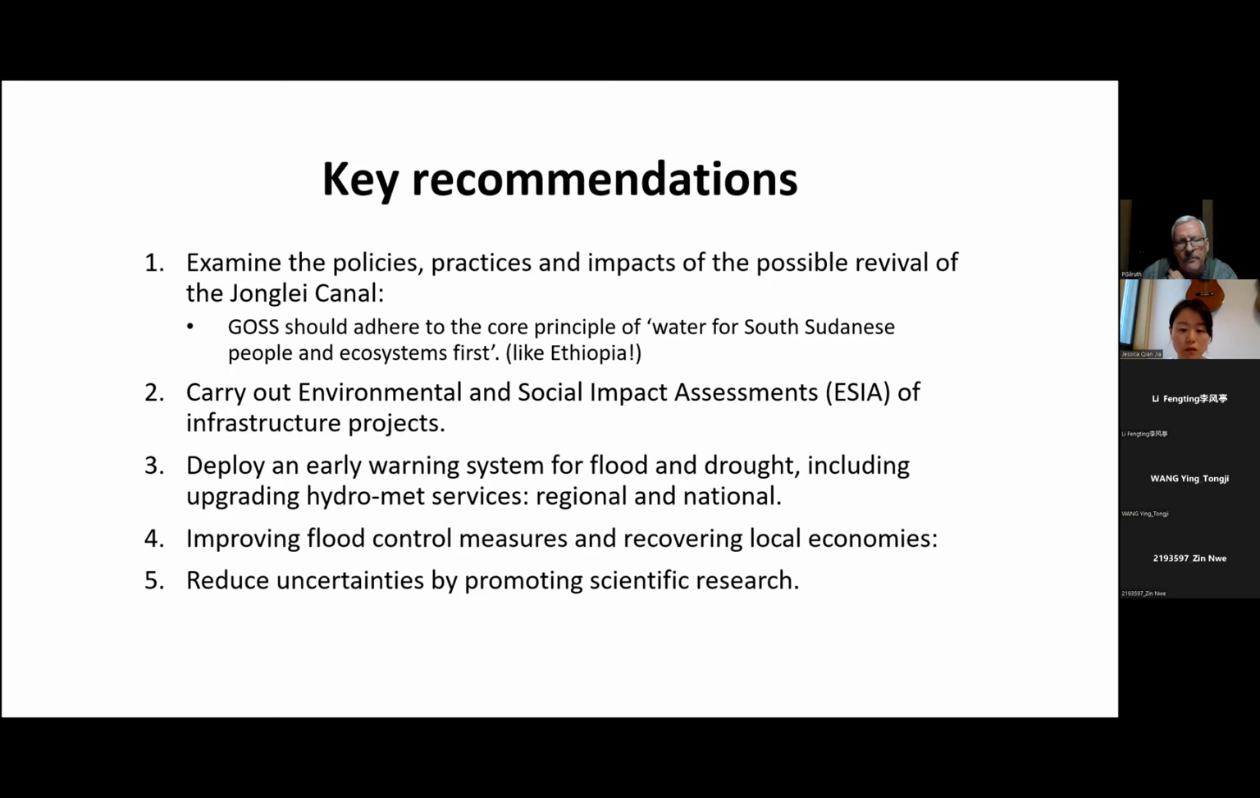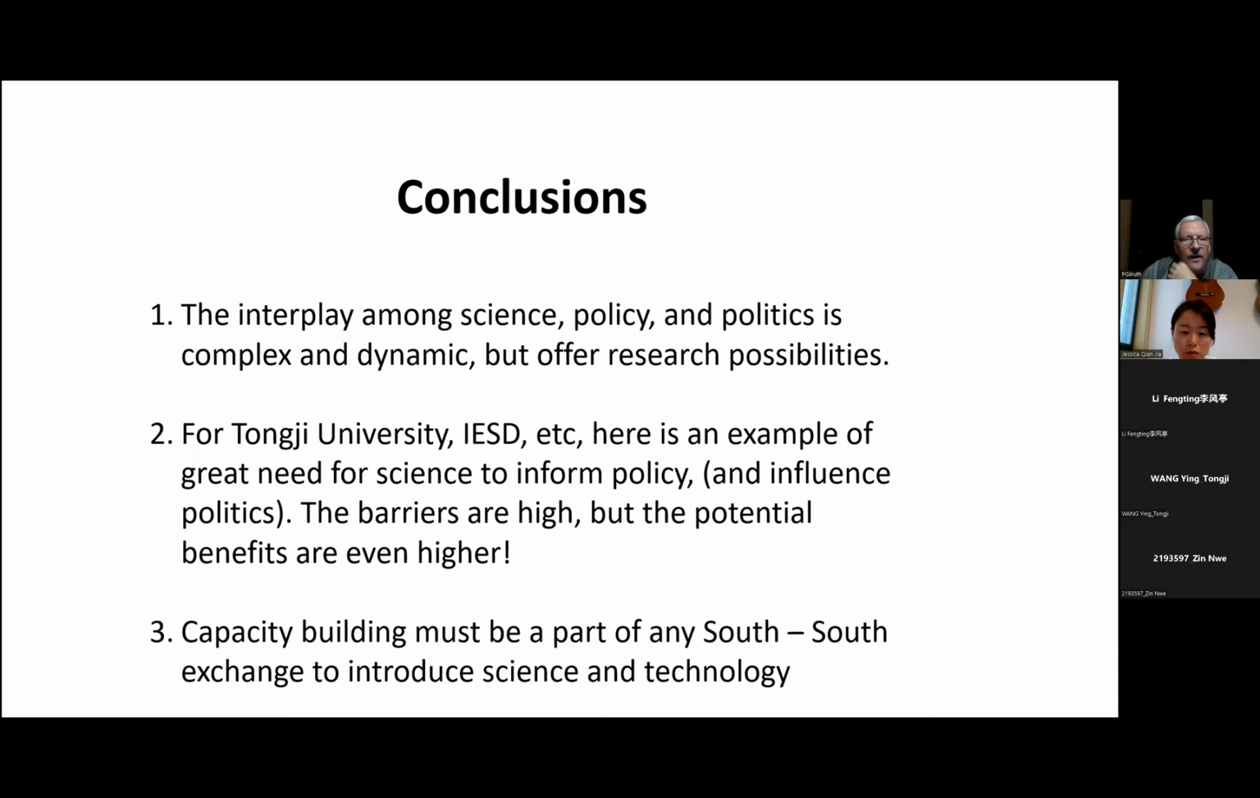And the big point that we recommend from the UNEP side is to reduce uncertainties by promoting scientific research. The conclusions are that the interplay among science, policy, and politics is complex and dynamic, but does offer incredible research opportunities. For Tongji University and its Institute for Environmentally Sustainable Development, here's an example of a great need for science to inform policy and influence politics. The barriers are high, but the potential benefits are even higher. And finally, as I said previously, capacity building must be part of any research program.